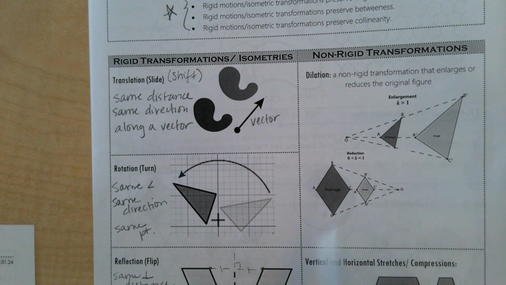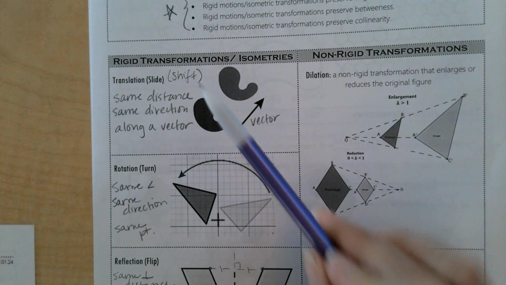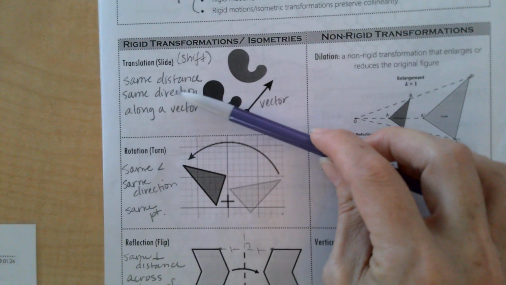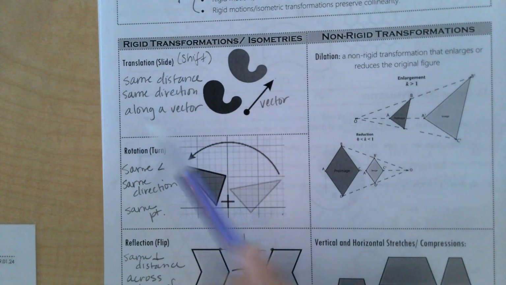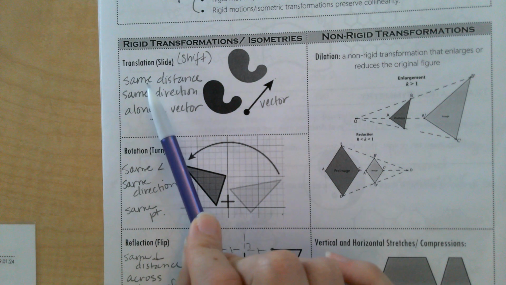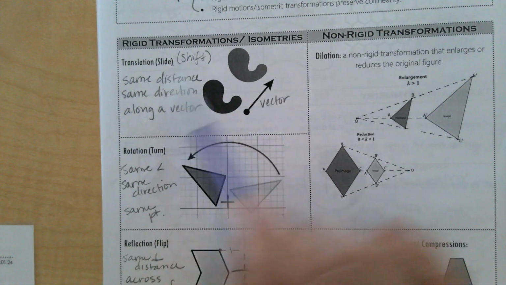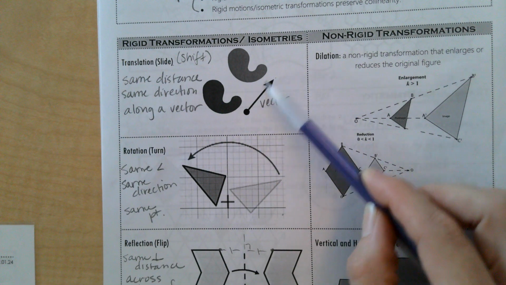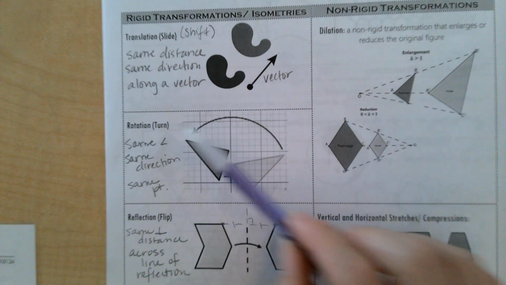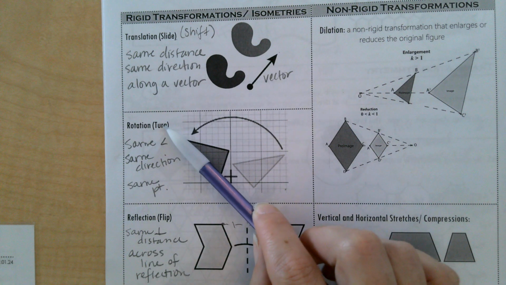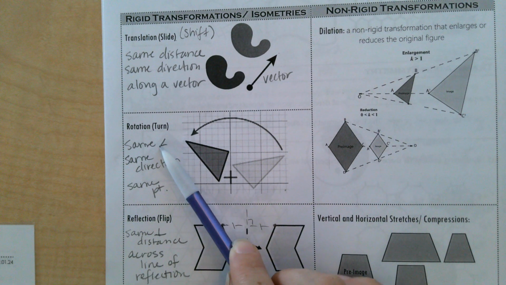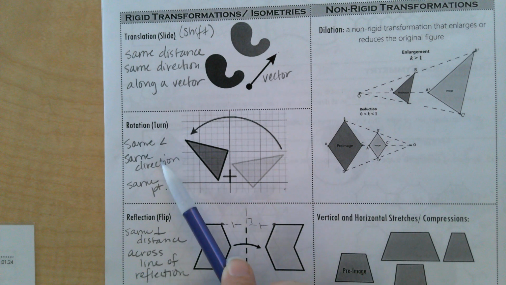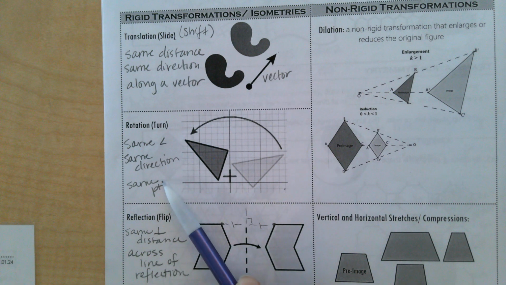Okay, so isometries. Remember, we have three. We talked about this yesterday. We have the translation, which is a slide. Remember that with a translation, you go the same distance in the same direction along what we call a vector. On the rotation, it's a turn. We turn the same angle, like the same angle measure, in the same direction around the same point.